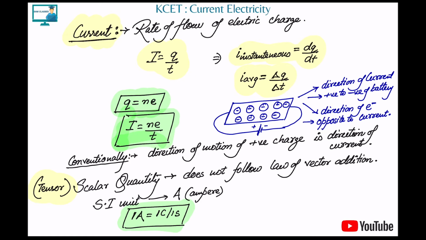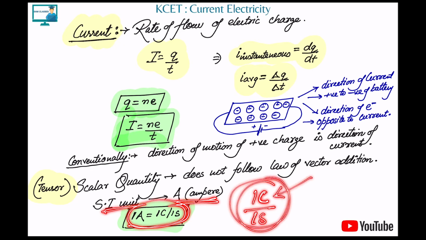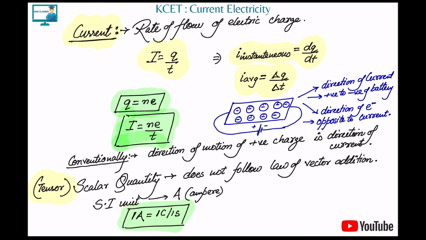It has a few properties of a vector and a few properties of a scalar. If the option is scalar, put scalar. If it is more detailed, it will be a tensor. If not, put scalar. The SI unit is ampere. 1 ampere is 1 coulomb of charge per second. What is 1 ampere? Flow of 1 coulomb charge in 1 second.